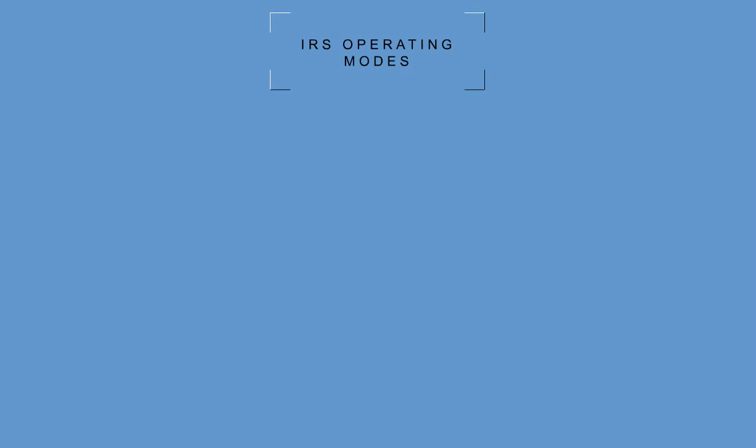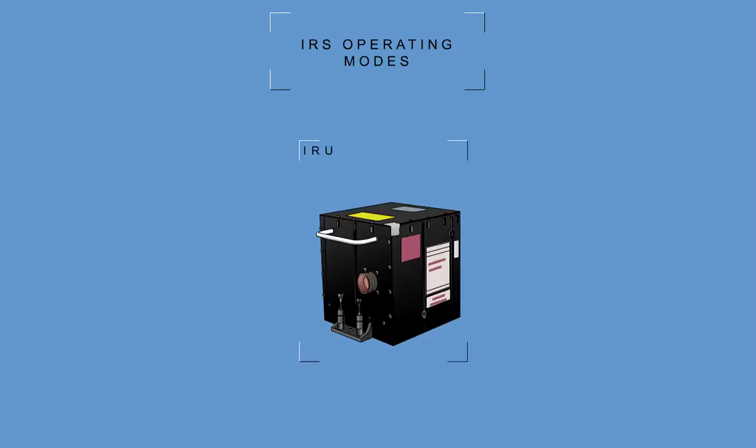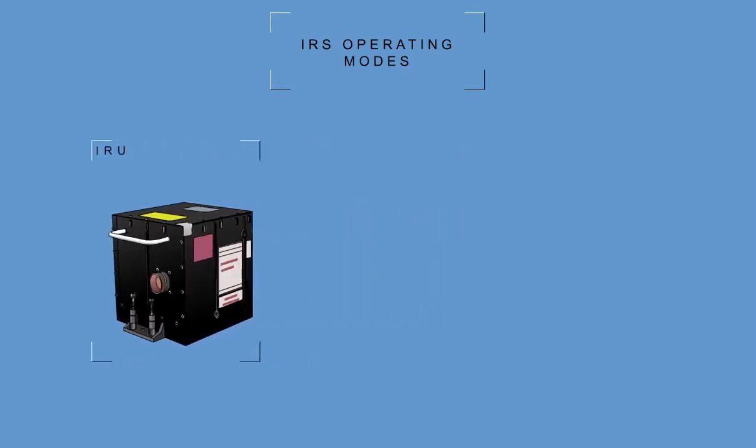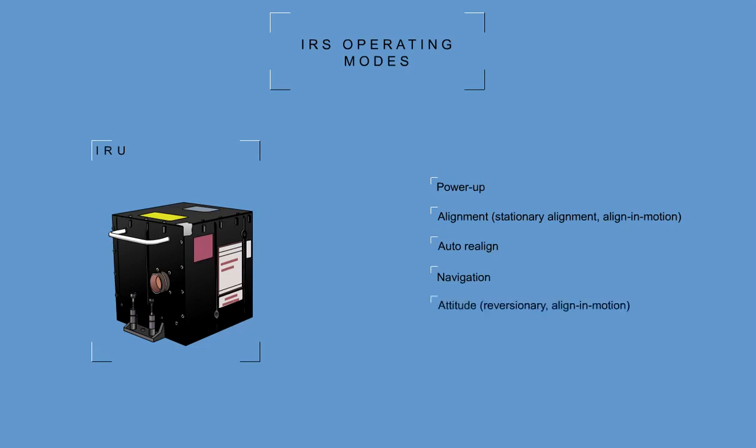IRS Operating Modes. The Micro IRU has the following operational modes: Power Up, Alignment, Stationary Alignment, Align in Motion, Auto Realign, Navigation, Attitude, Reversionary, and End of Flight. Control of the modes is fully automatic, which means that no input is required from the flight crew to select or enter a mode.